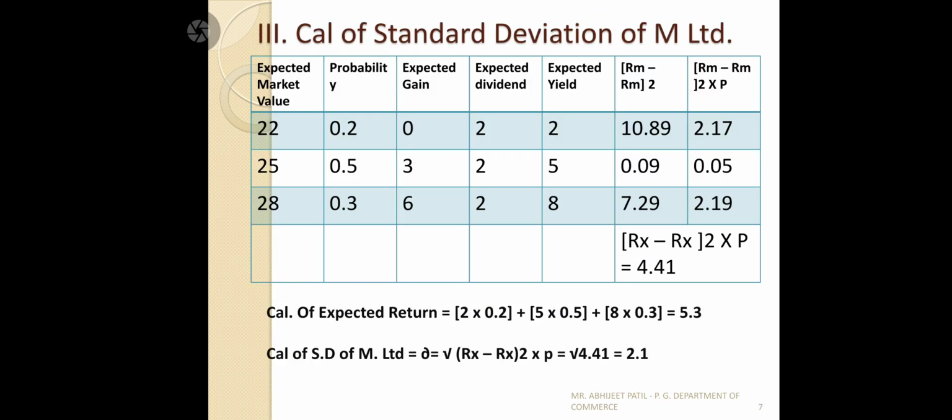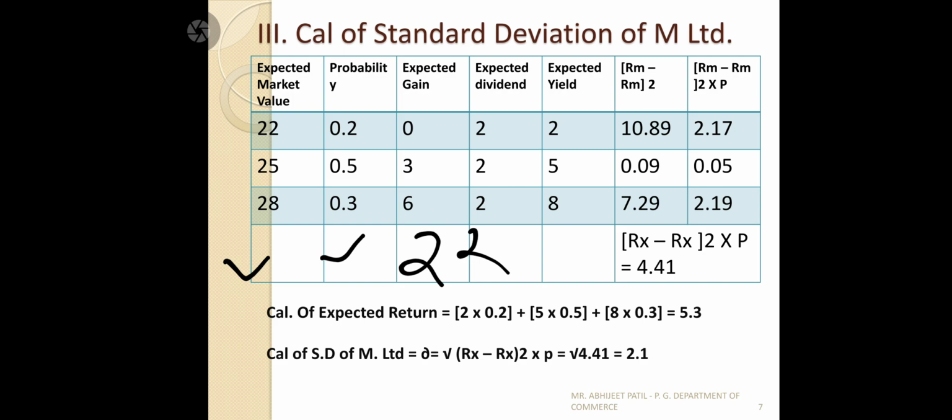How to find out your standard deviation? Market value is given, probability is given, expected gain as we calculate. How to find out expected gain? See, the expected gain we calculate from the expected market value: 22, and our market value is 22, so 22 minus 22 will come to 0. For 25, the market value changes, our main market value is also 22, so 25 minus 22 will get 3. Next 28, 28 minus 22 will get 6. The 22 is given in the problem for the financial year 11. So this market value we can take and deduct from that, and we'll get the expected gains.